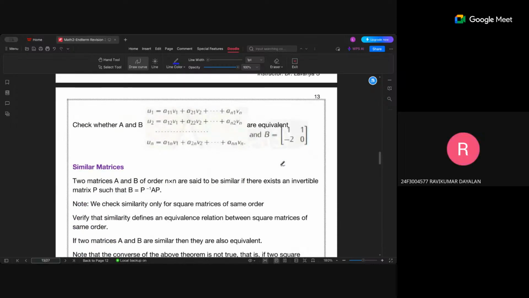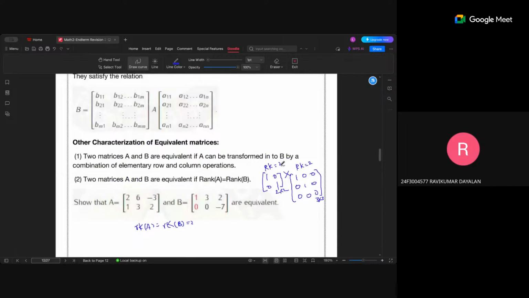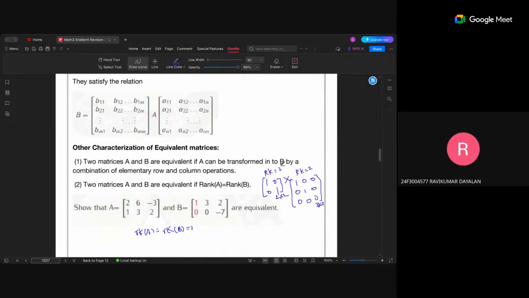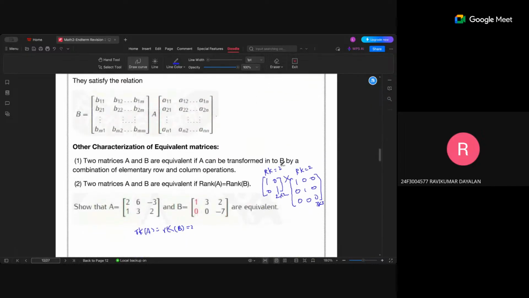Ma'am, for the rank, do we need to have the REF, or can we straight away see the matrix and the zeros and tell that? Rank you can find by whatever method you know. There is no fixed way. Unless you have a specified question where the options involve some specific technique, then only you have to go to that technique. Otherwise, you can follow any method you know.